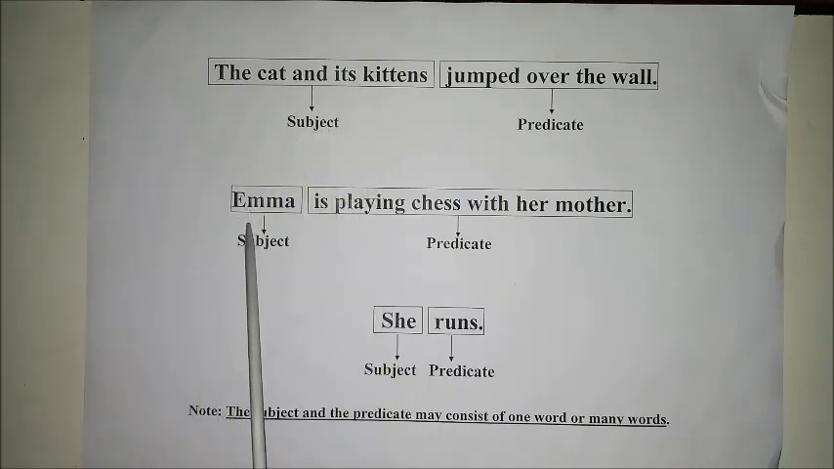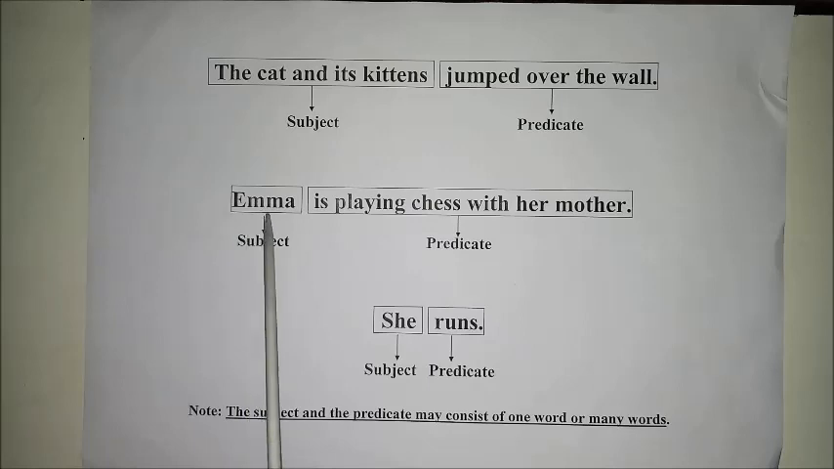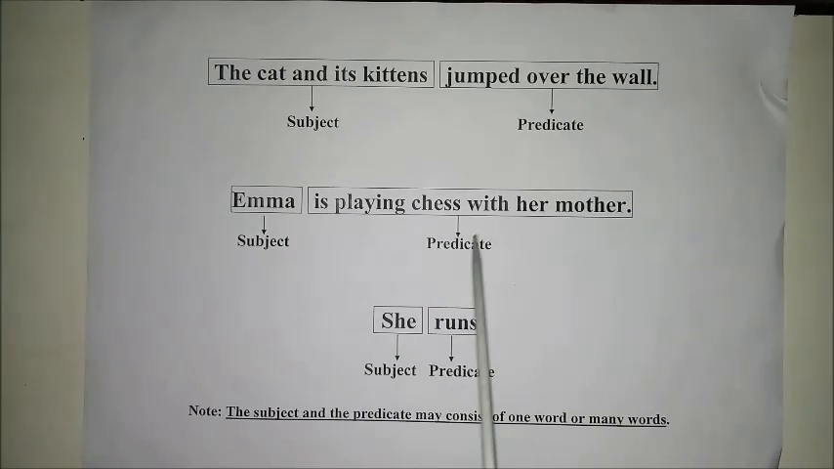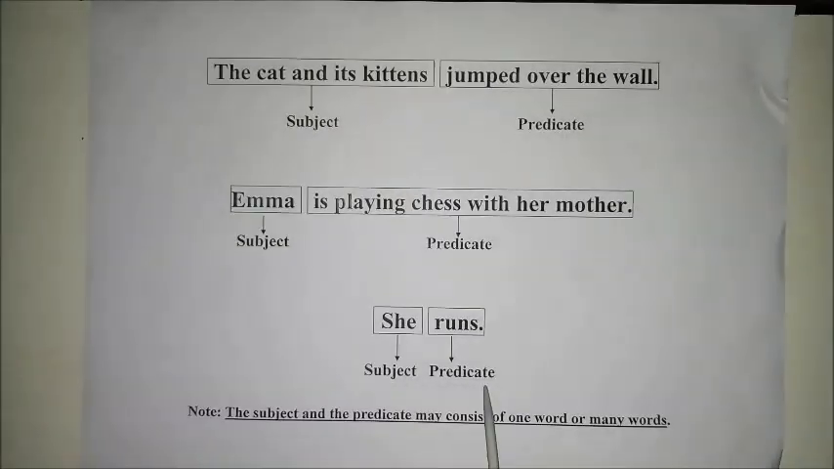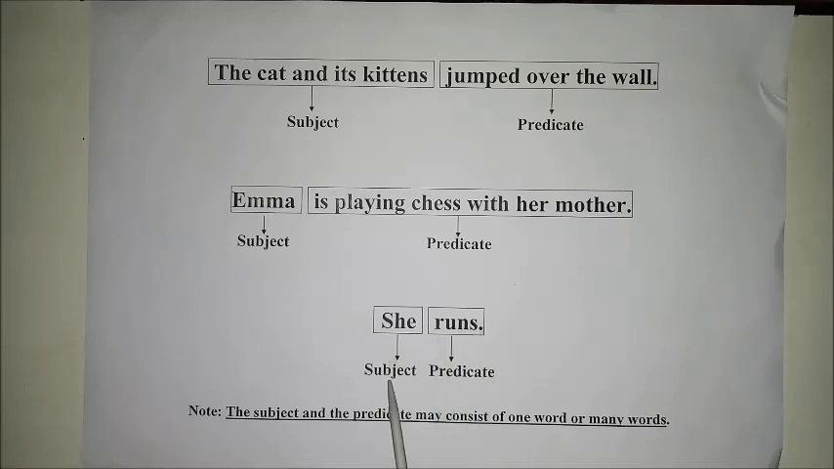Similarly, in the second sentence, Emma is the subject because the whole of the sentence is about Emma. And is playing chess with her mother is the information that we have about Emma. Therefore, this part makes the predicate. Likewise, in the third example, she runs. She is the subject because the sentence is about this word. And runs is the information we have about she. So, this is the predicate part.